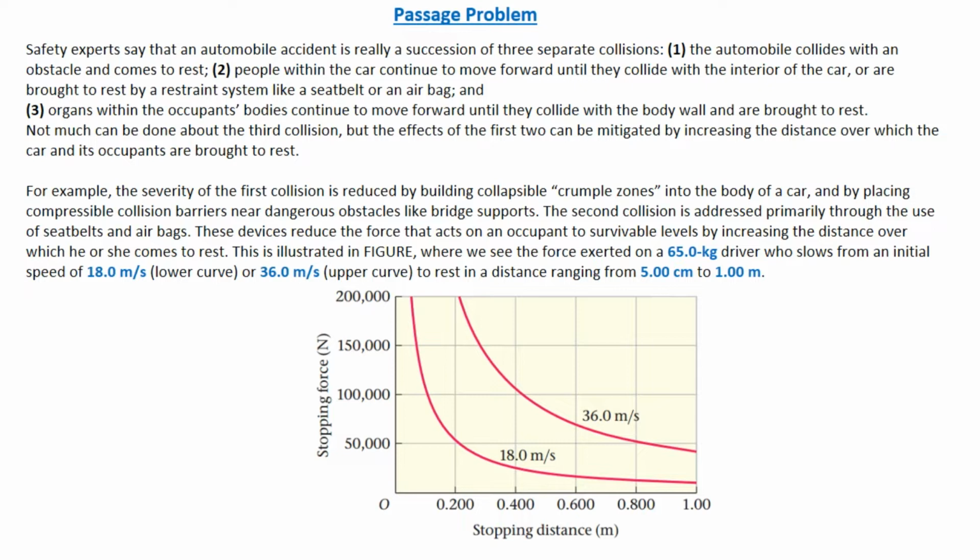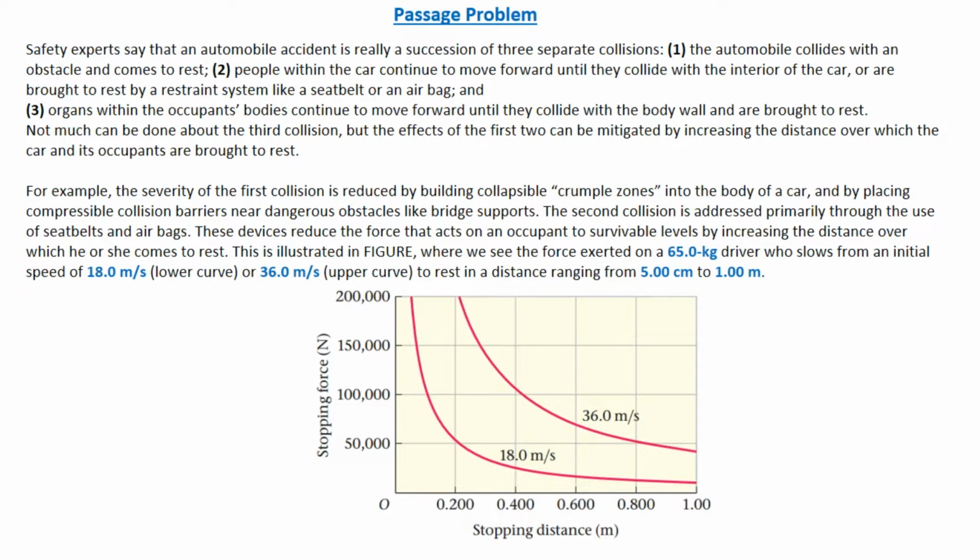So we'll be discussing a couple of problems related to this passage. An automobile accident is a succession of 3 separate collisions. The first one, the automobile collides with an obstacle and comes to rest. The second one is the people within the car continue to move forward until they collide with the interior of the car. Third one, organs within the occupant's body continue to move forward until they collide with the body wall and are brought to rest.